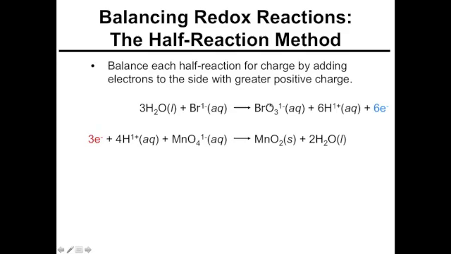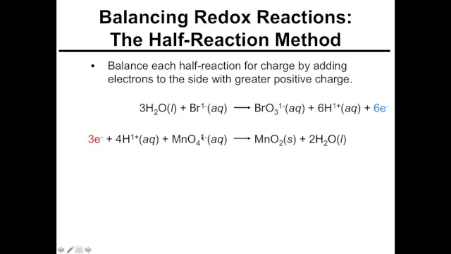The product side is the more positive side, and so that's the side I add my electrons to. I need to get the charge on the product side to equal -1. So I would add 6 electrons to the product side. Now I have a total of -1 here and a -1 on the product side.